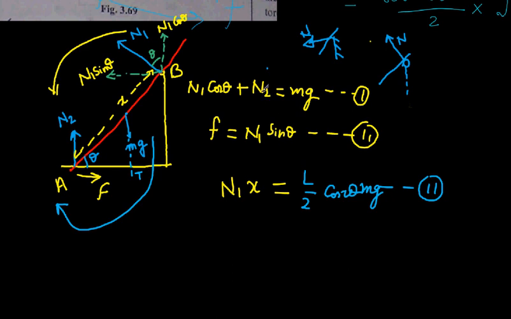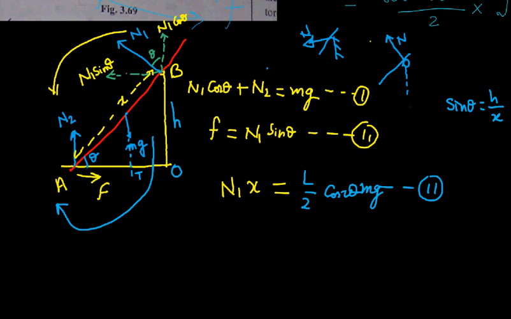We have F is equal to N1 sin theta. Put N1 cos theta here, you will get N2. You solve this equation and you will get N2 in terms of theta. And you put the F value over here. Also, we know this height from B to O, this is h, or you can say sin theta is equal to h by x. We know this relation. Now we have approximately four equations and four unknowns.